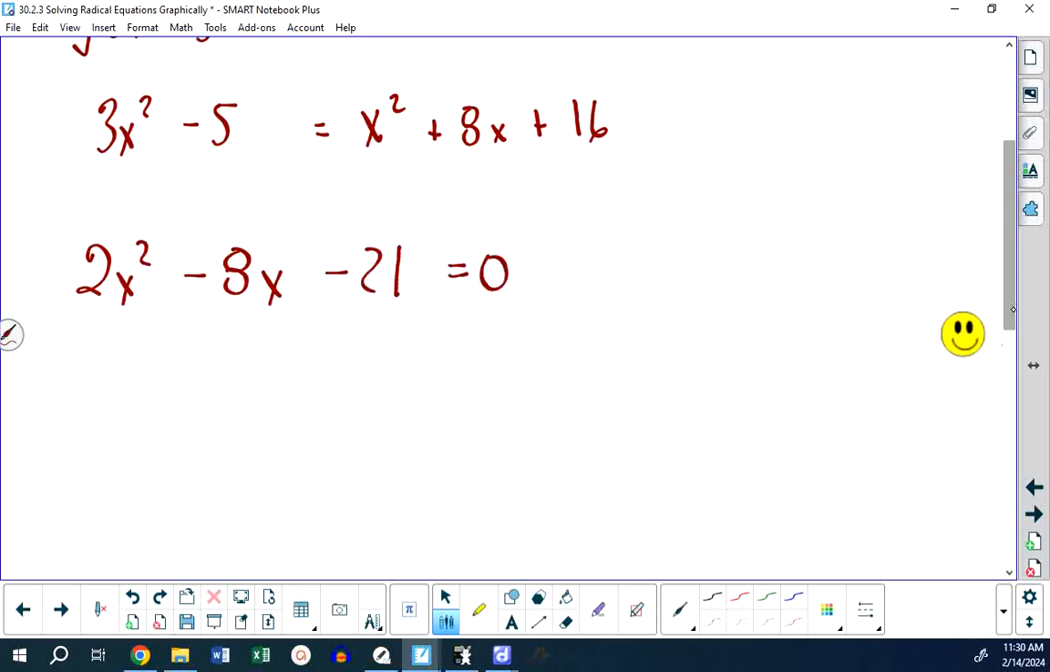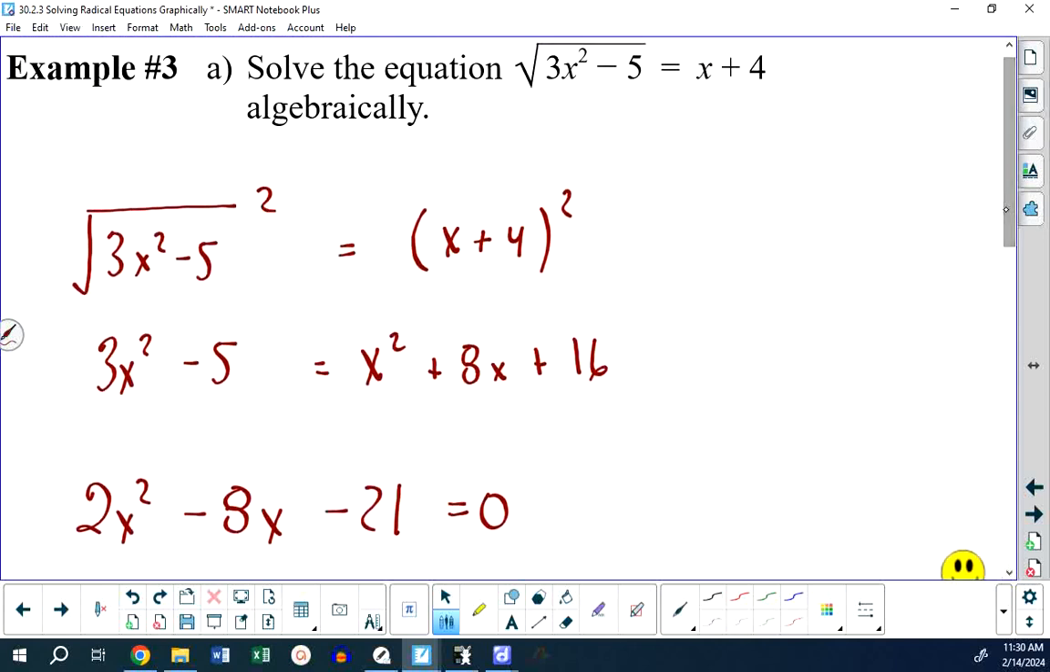And I just want to double check all of that. All of you should double check it as well. 60 eyes are better than 2. 3x squared minus x squared is 2x squared. We have to subtract the 8x and subtract the 16. Looks good. Is this factorable?